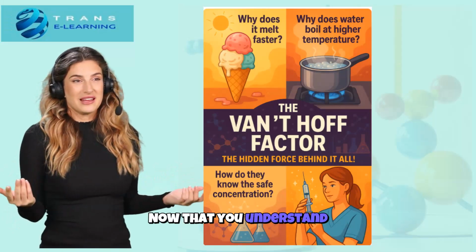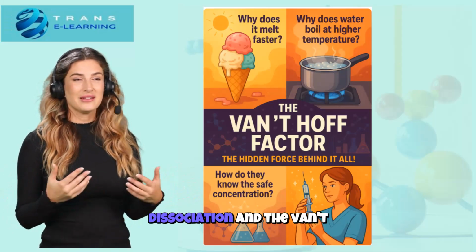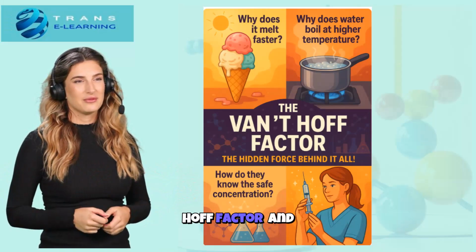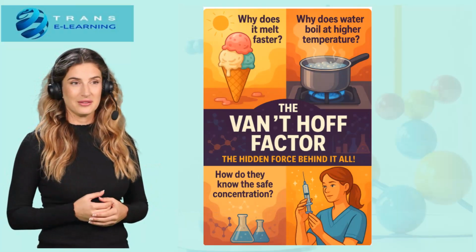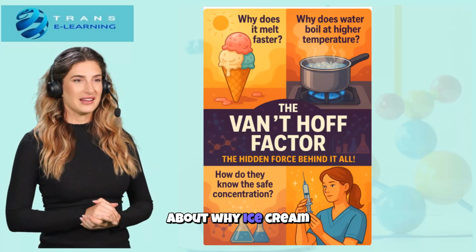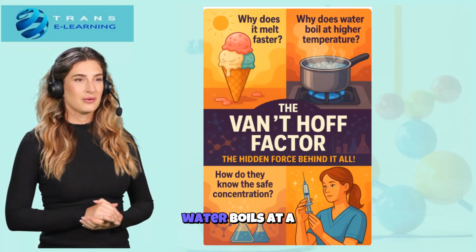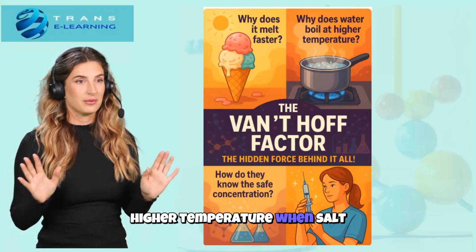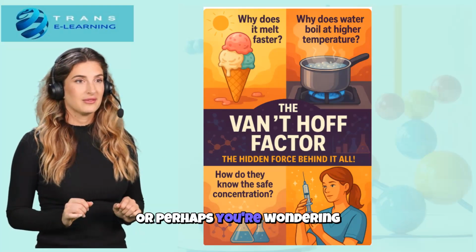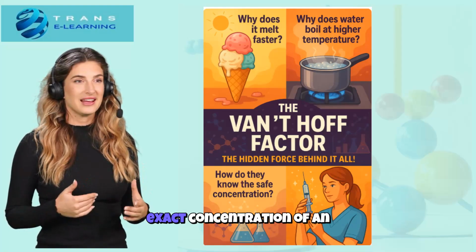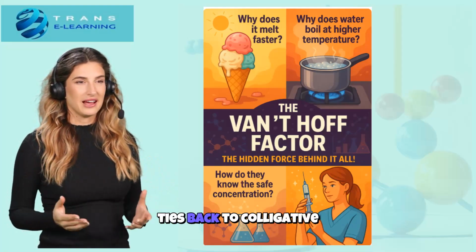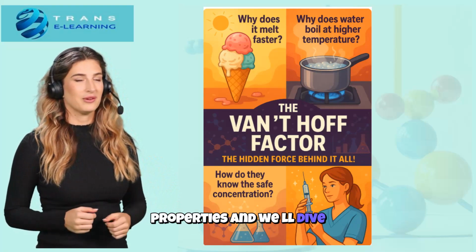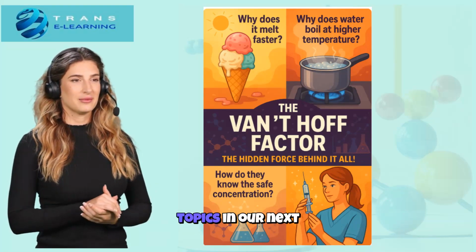Now that you understand the concepts of association, dissociation, and the Van't Hoff factor, and how they relate to the number of particles in a solution, you might be curious about why ice cream melts faster, or why water boils at a higher temperature when salt is added. Or perhaps you're wondering how nurses determine the exact concentration of an injection. Well, all of this ties back to colligative properties, and we'll dive deeper into these fascinating topics in our next video.